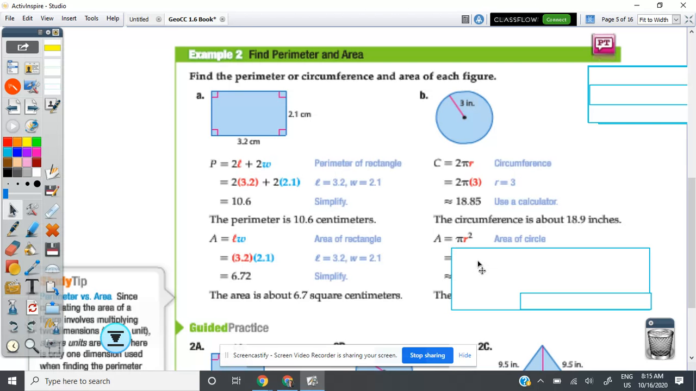Area equals pi r squared is the formula. Again, basic substitution. R is 3. Make sure you follow the order of operations. You have to do this first. Your calculator will do it for you if you just plug it in. But if you do pi times 3, then squared, you're going to get the wrong answer.